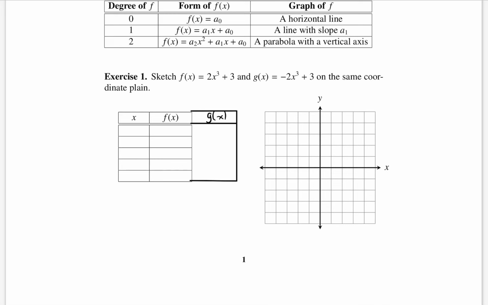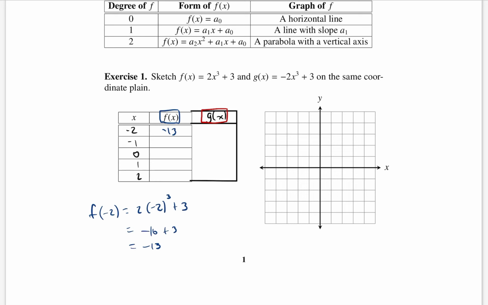Okay, we can choose any values we want for x, so I'm going to go ahead and choose negative 2, negative 1, 0, 1, and 2. So let's do f in blue, and we'll do g in red. If you substitute negative 2 into the f function, f of negative 2 is 2 times negative 2 cubed plus 3. That's going to be negative 8 times 2 is negative 16 plus 3 is negative 13.